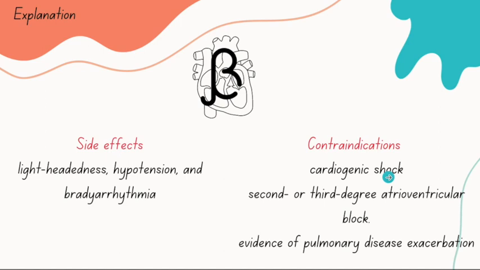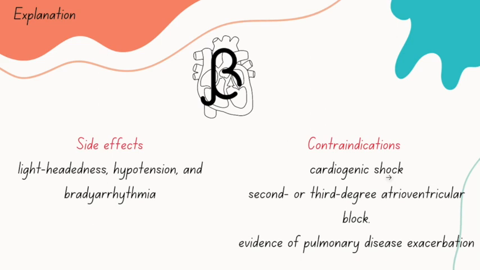You shouldn't give it to patients with cardiogenic shock. If a patient is presenting with critical cardiogenic shock, they will tell you in the question that this patient's extremities are really cold and his blood pressure is low. So beta blocker is the wrong answer. Low blood pressure, cold extremities, beta blocker is the wrong answer.